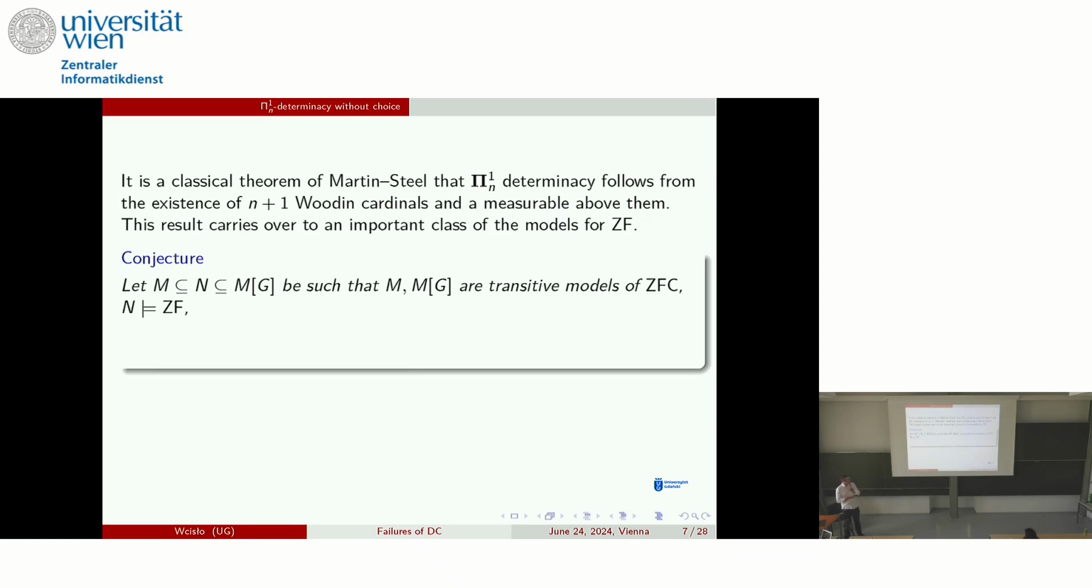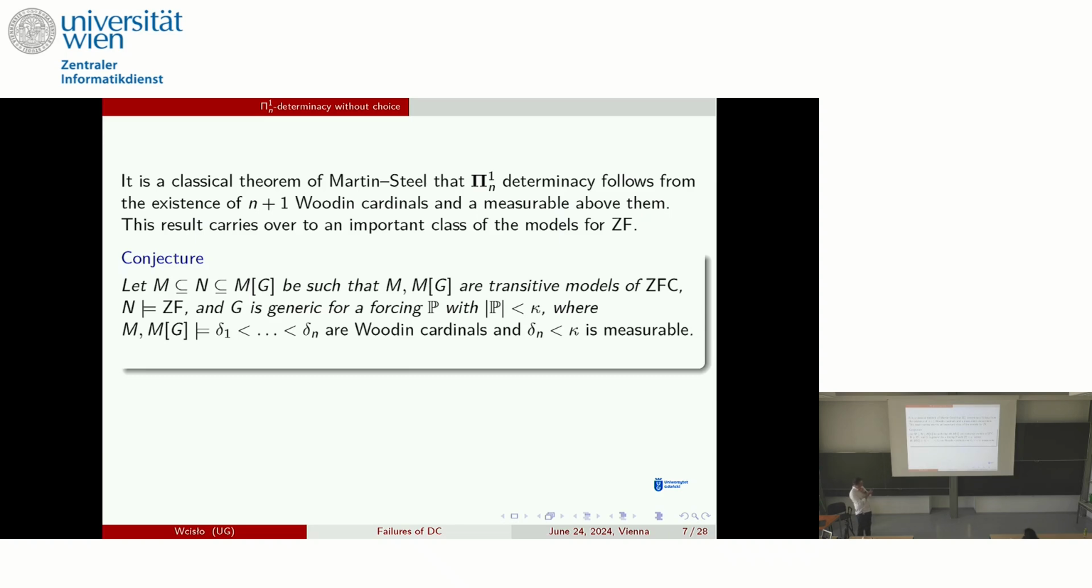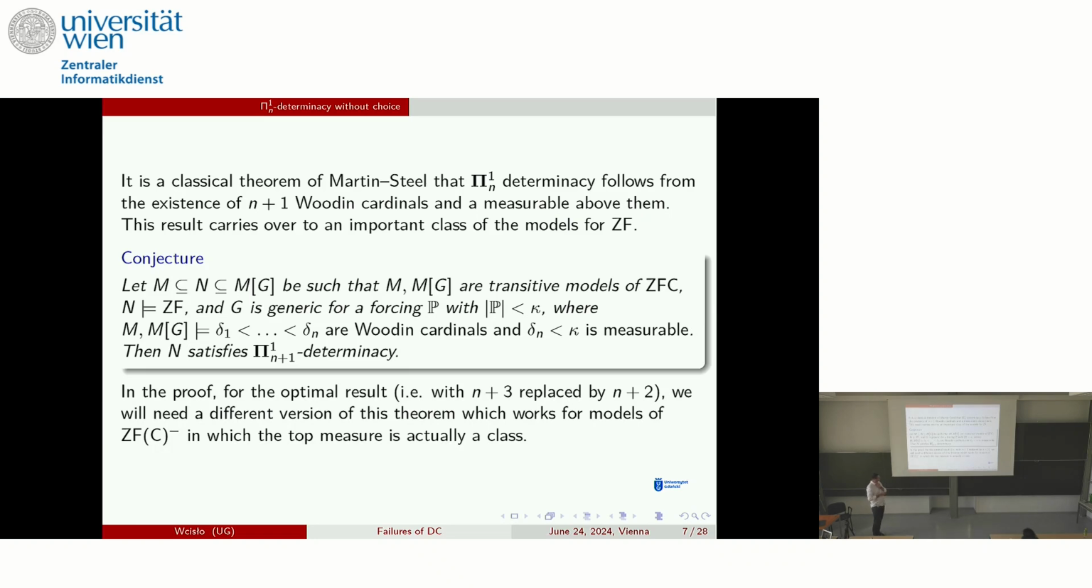So as I said, if you take a small extension, a symmetric model in between, then notice that this is again a theorem star: when you have Woodin cardinals with a measurable above them, it also satisfies pi1 n plus 1 determinacy. Maybe for the optimal result, I stated it for models of ZF and ZFC, but actually in the optimal case we would probably like to state it for some class of models of ZFC minus, replacing the top measure with a class.